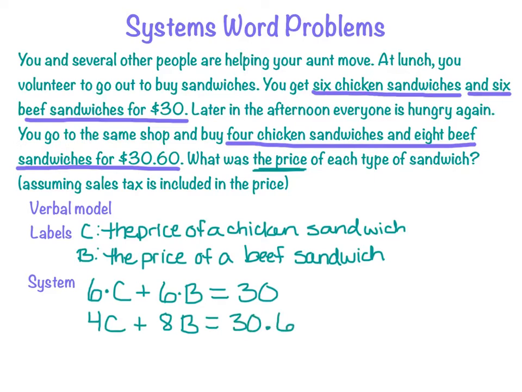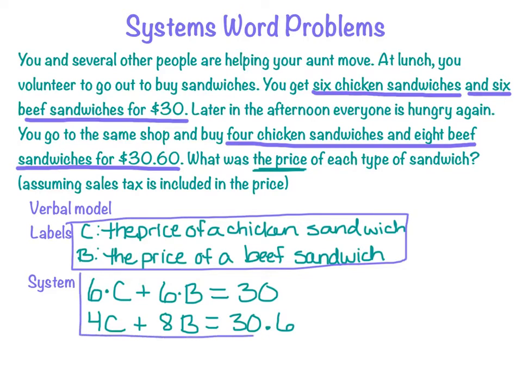So when I ask you to solve a word problem, I have to see your labels. I'm going to look for that. I need to see your system set up. You can solve the system any way you want to. You can use graphing, substitution, or elimination. It doesn't matter. But that's the next step. You need to solve the system using the method of your choice.